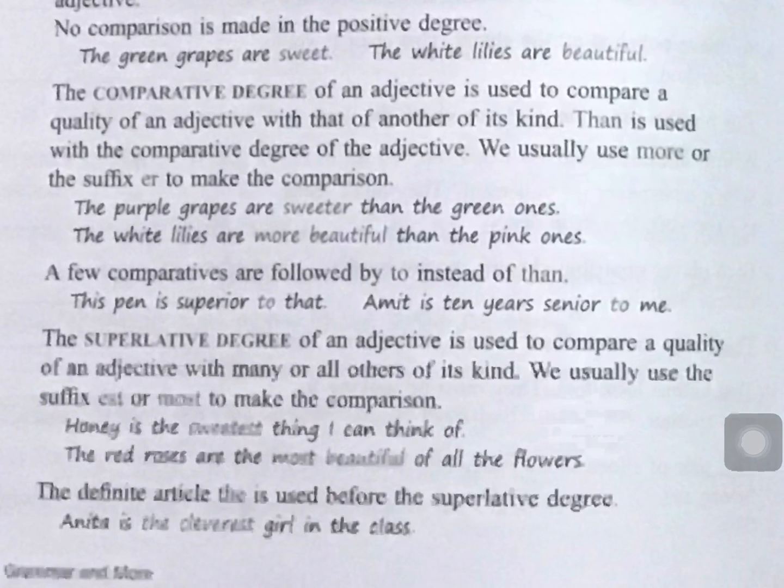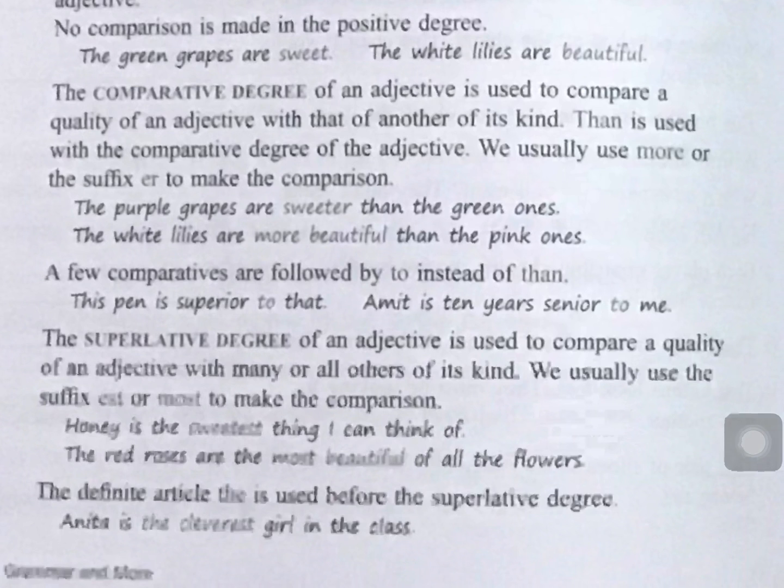We usually use the suffix est or most. Generally, what do we use? We usually use the suffix est or most to make the comparison. So here what do we use, children, in superlative degree? We use est at the end of the adjective word in superlative degree, and most before the word to make the comparison. See here, honey is the sweetest thing I can think of.